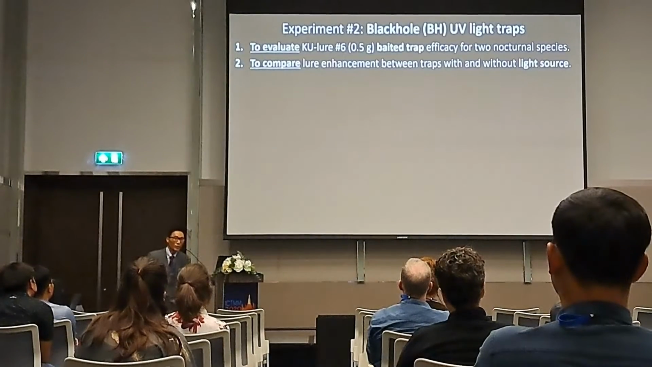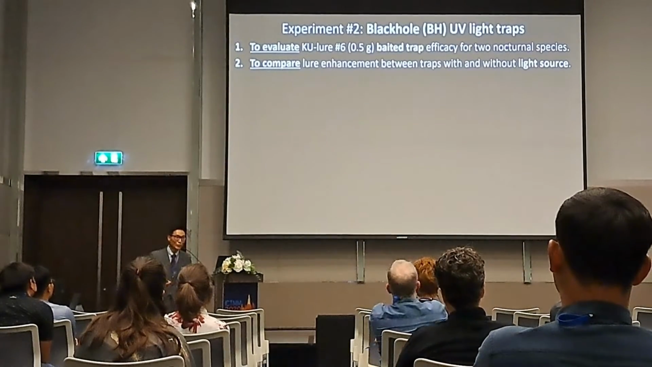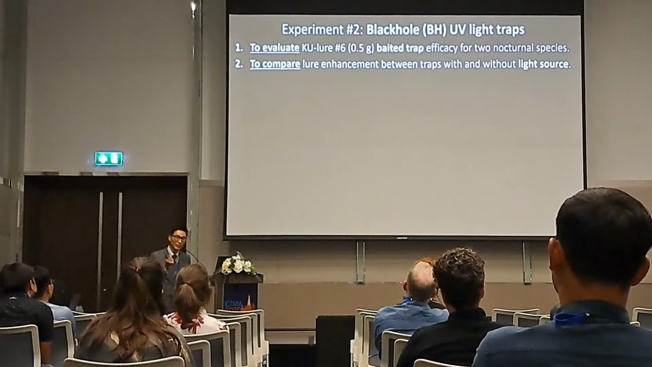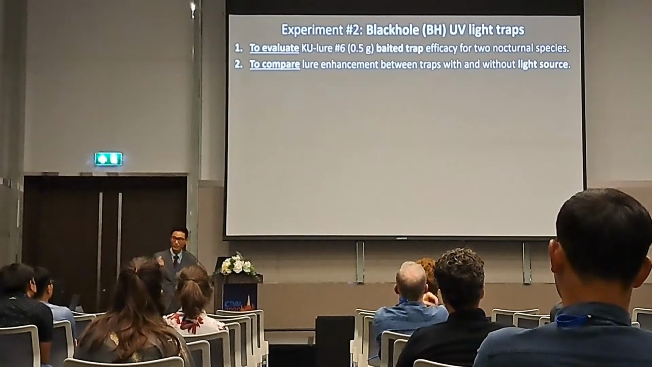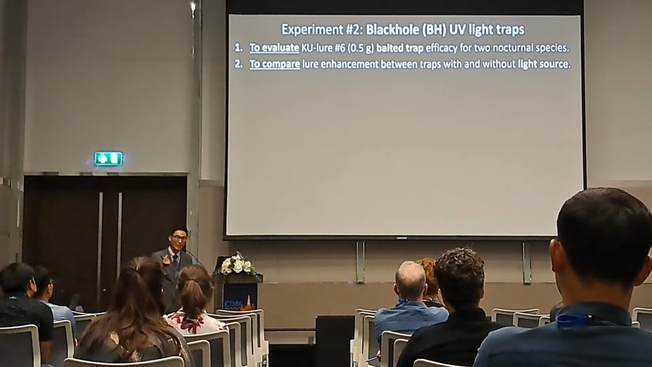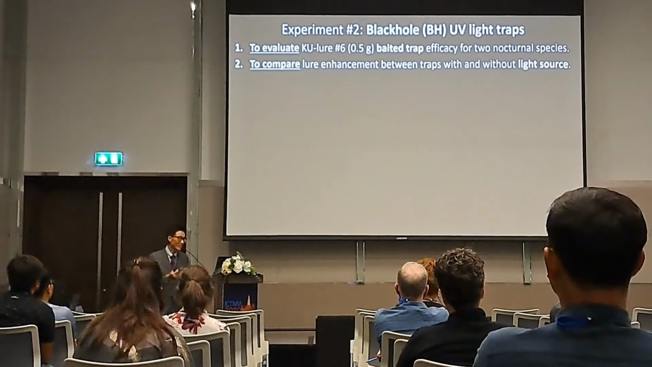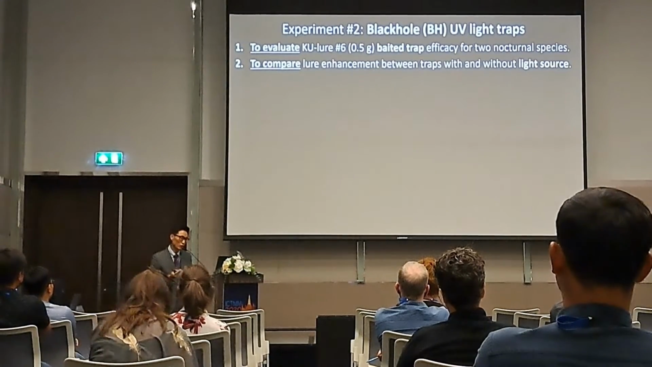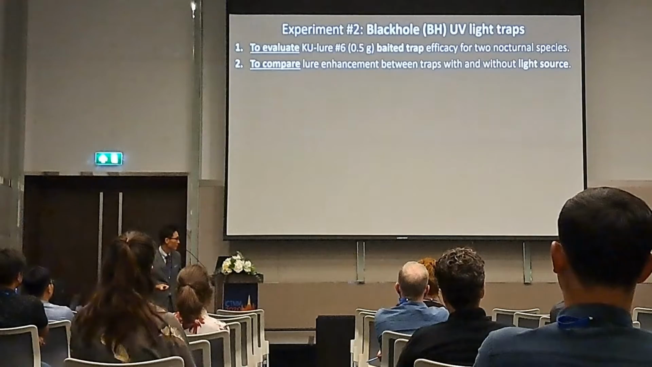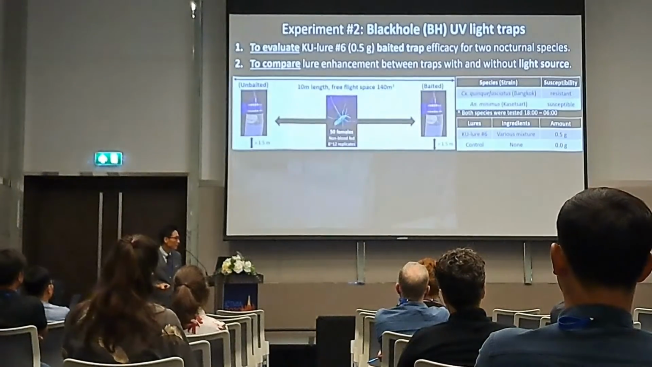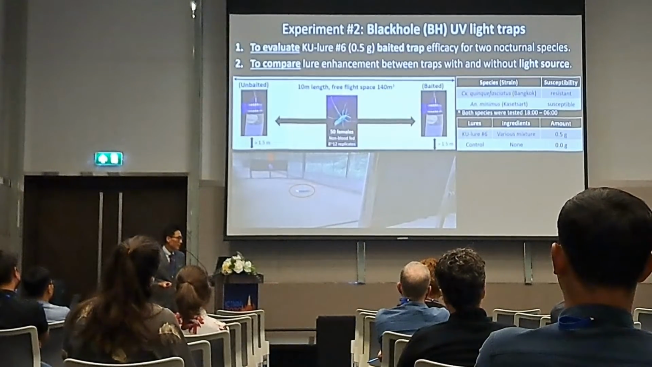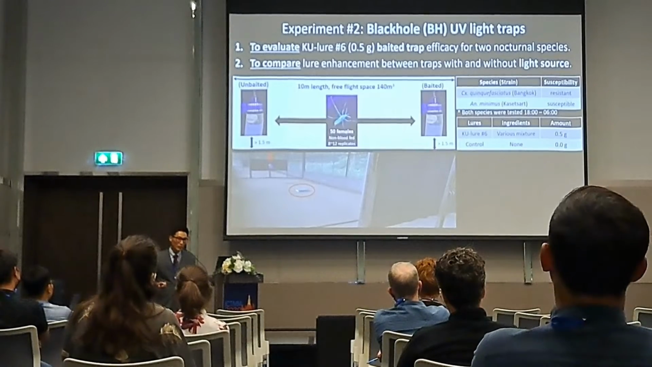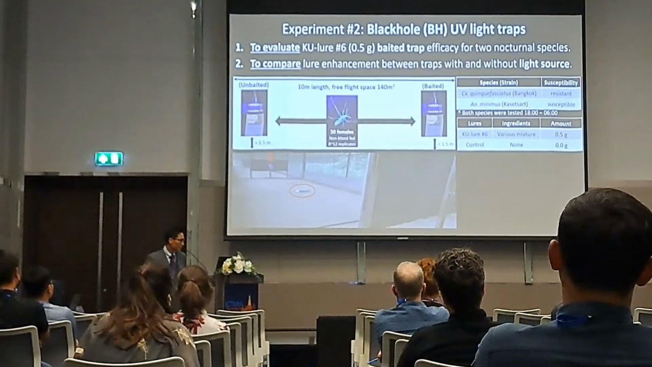So I added one more test using the UV light trap, which has a very powerful attractant, the light source, wanting to see whether there is any significantly enhanced attraction with our selected KU lure number 6 for the Culex quinquefasciatus and also Anopheles minimus. The testing protocol was the same as with the BGS trap.